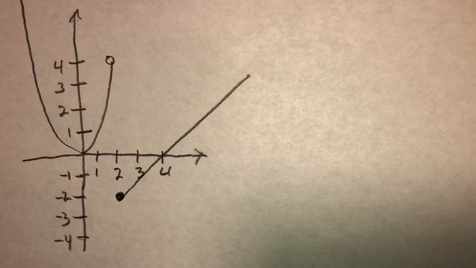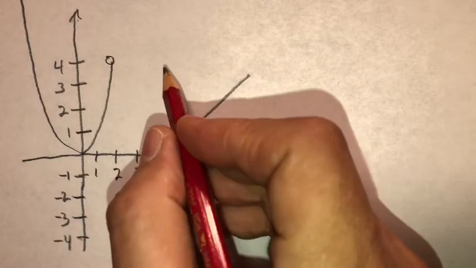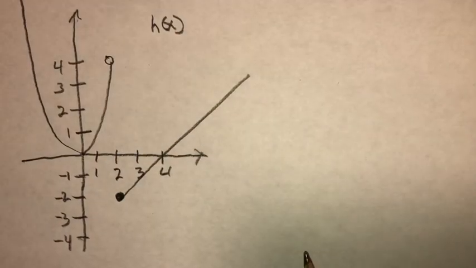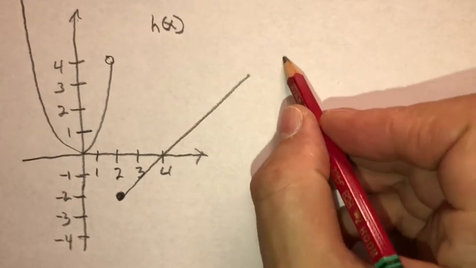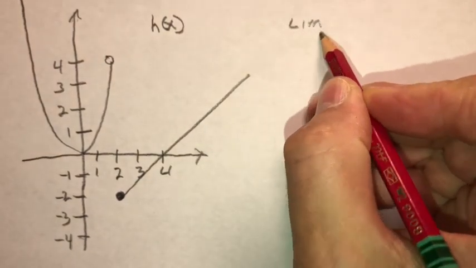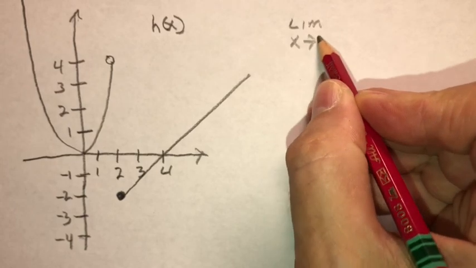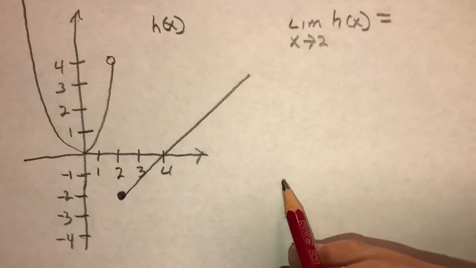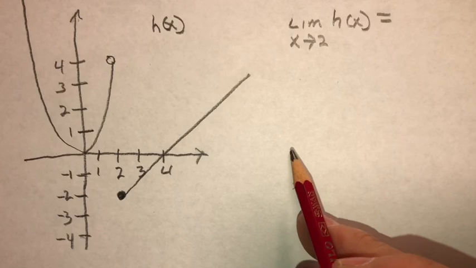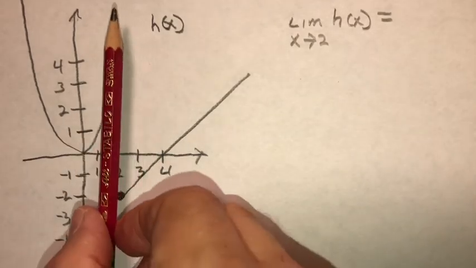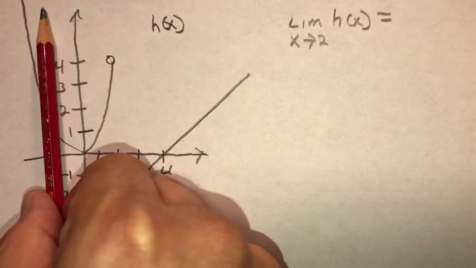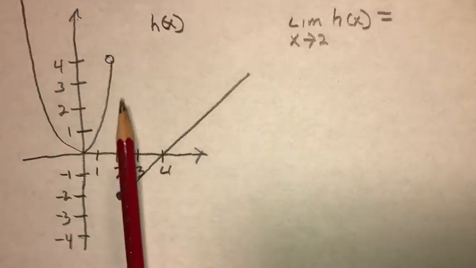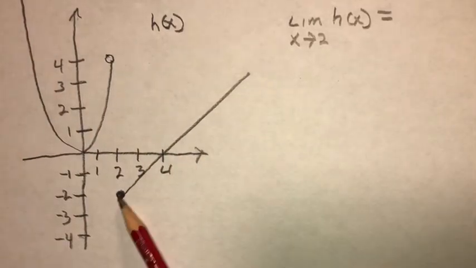And here is the next modification of this problem. I'm going to call this function h of x, just because it's different from the other examples. So the question again is, what is the limit as x approaches 2 of this function h of x? So what is this limit? Well, we do the same thing we did before. We have to get on the left-hand piece of this function. By the way, this is a piecewise function. This is the left-hand piece, and this is the right-hand piece.